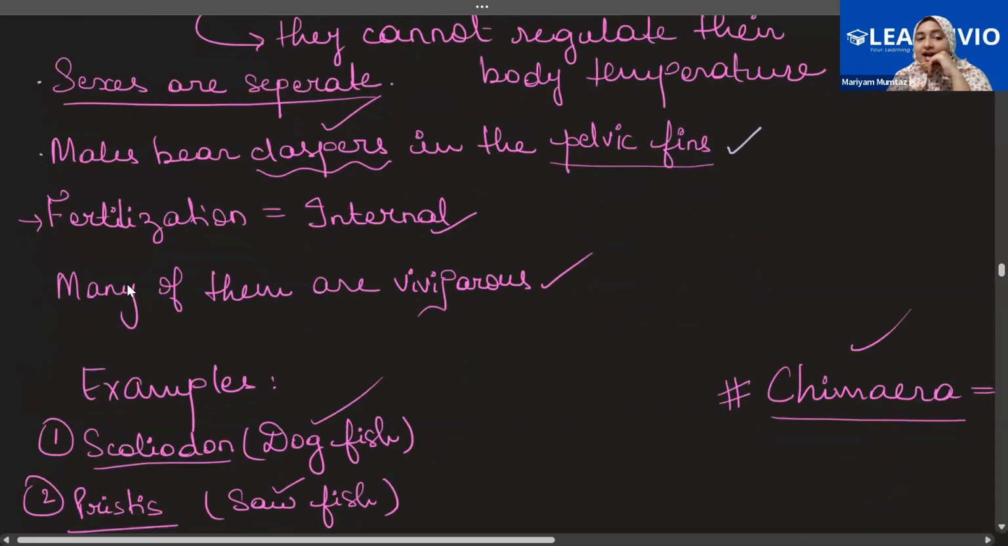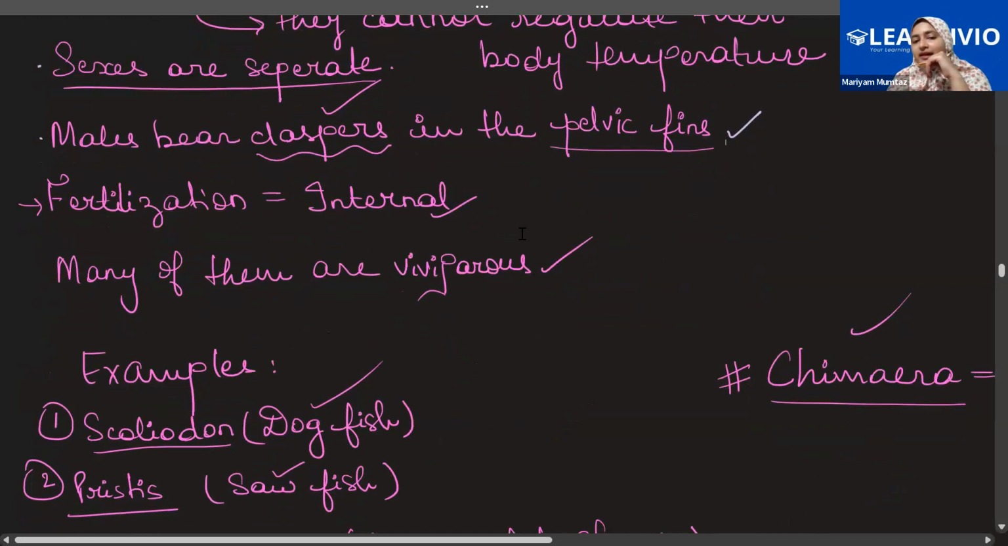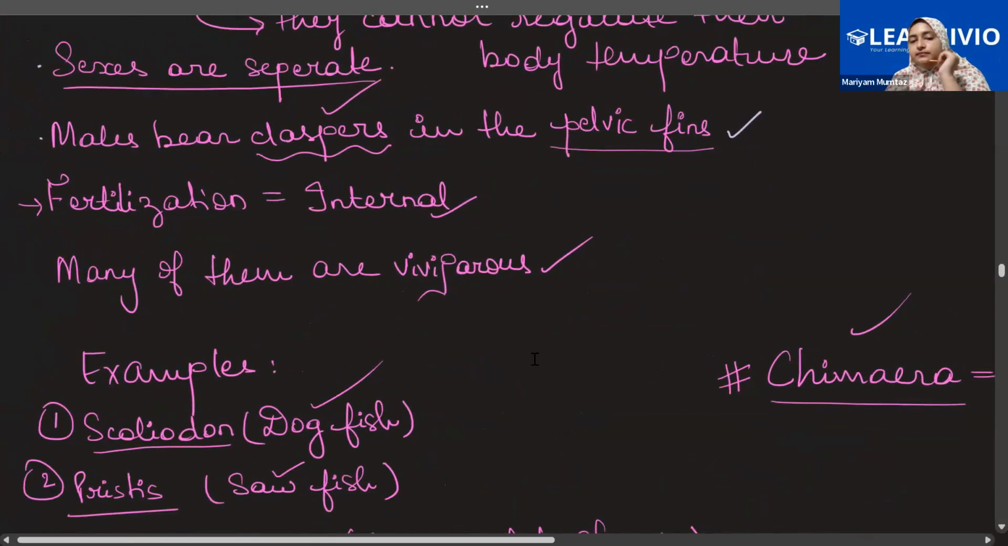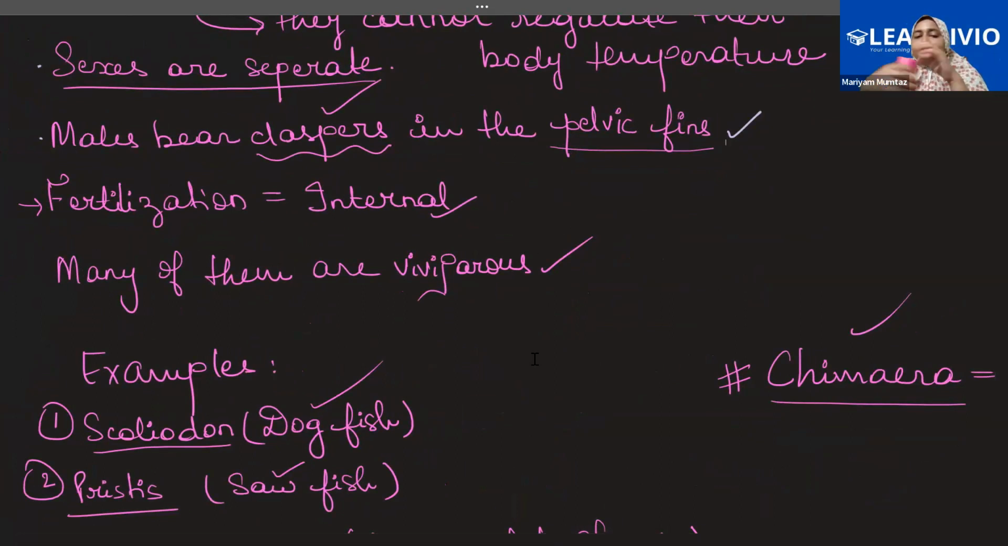Fertilization is internal, and many of them are viviparous. What is the meaning of viviparous? Viviparous. Tell me. Those organisms that give birth to the young ones. This is very basic. This you should know. Those organisms that give birth to the young ones are viviparous, and oviparous is the egg-laying animals.